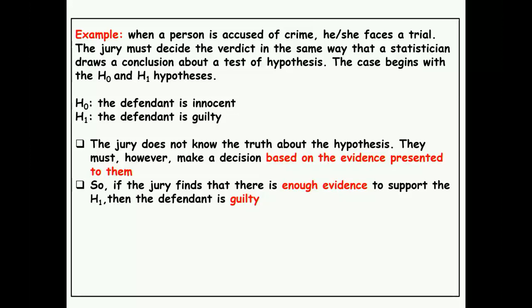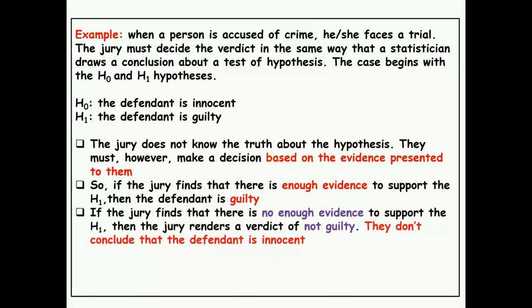If you don't have enough evidence, you don't say that the person is innocent. What you would say is that I didn't get enough evidence. You wouldn't say that you are innocent, but the material presented doesn't allow me to consider you a guilty person. If the jury finds that there is not enough evidence to support the alternative hypothesis, then the jury renders a verdict of not guilty. He would tell the person you are not guilty. He's not saying that you are innocent, but he is saying you are not guilty.